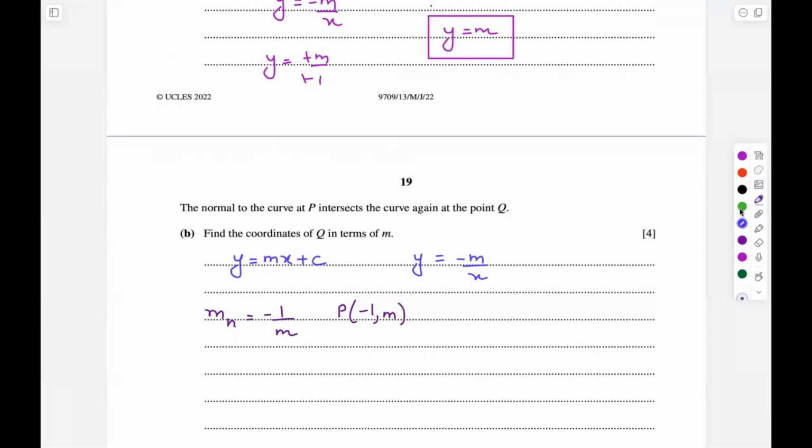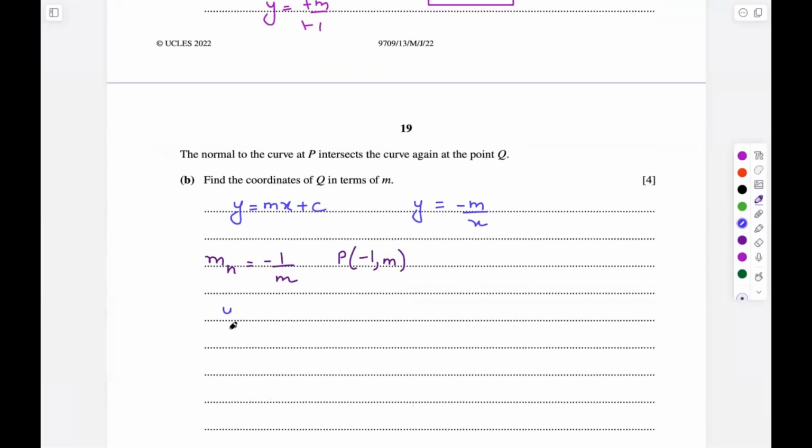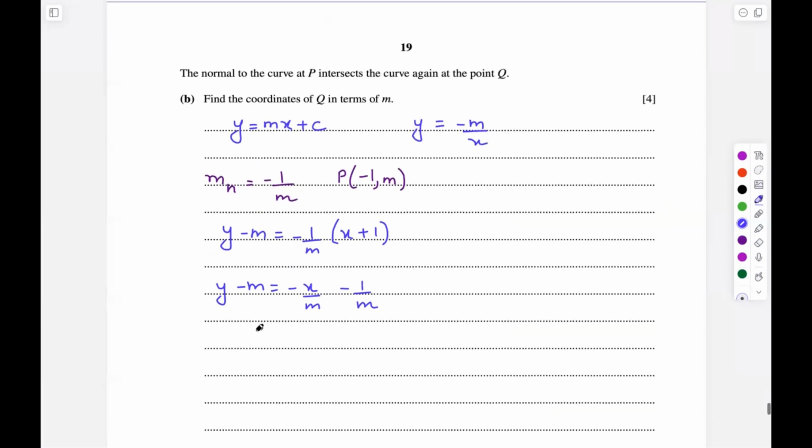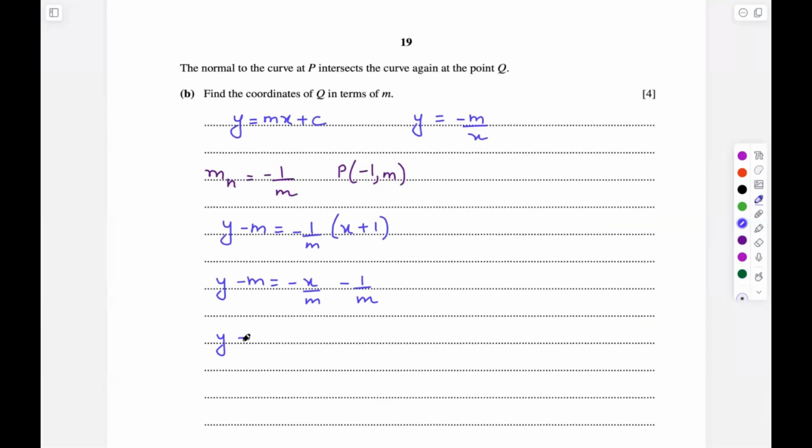So the point P had coordinates x as minus 1 and y is m. So we can first make the equation for the normal, which will be y minus m equals the gradient, which is minus 1 upon m, into x minus x1. So that will become x plus 1. Expanding the bracket, we'll get y minus m is equal to minus x upon m minus 1 upon m, and then taking m to the other side, this will be y equals minus x upon m minus 1 upon m plus m. So we have the y coordinate over here in terms of x and m.